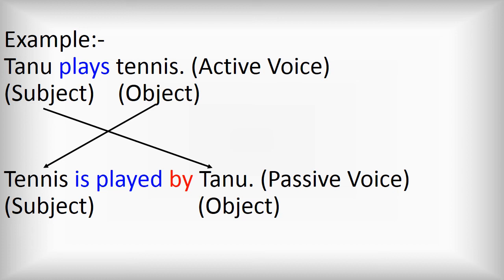Now children, see here. While forming the passive voice, we change the places of the subject and the object. Means subject becomes the object and object becomes the subject. Like here, tennis is the object of active voice has become the subject of passive voice. Okay children? Then children, we add appropriate form of the verb be and use the past participle form of the verb and add by before object of passive voice. Okay children?